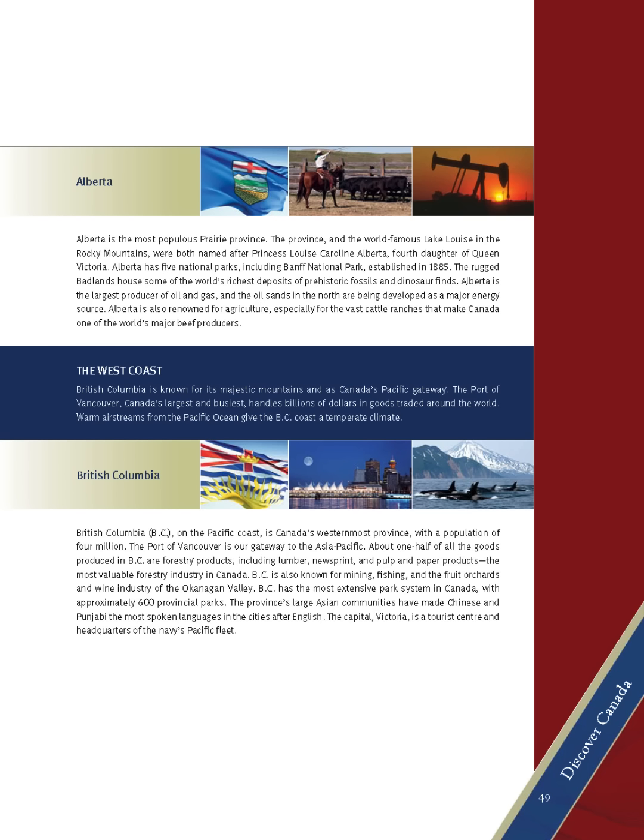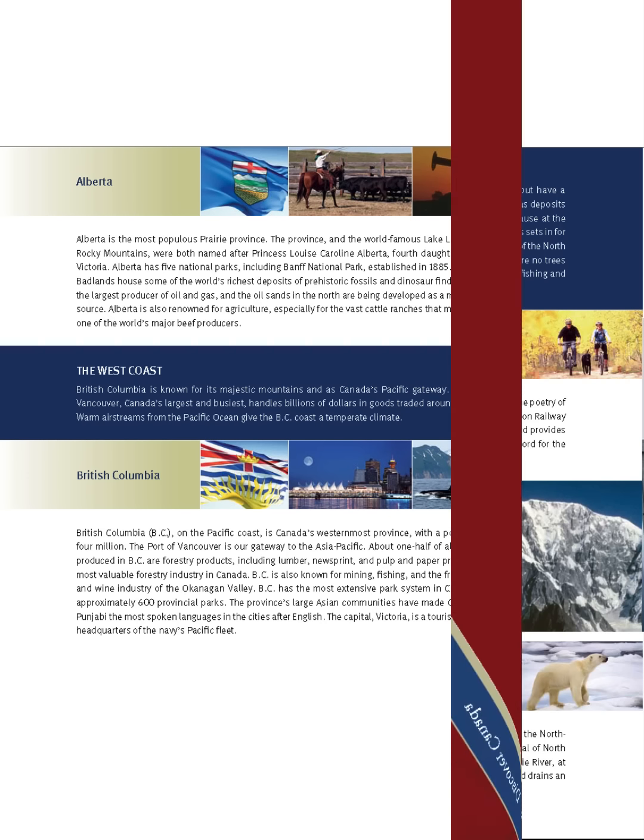BC is also known for mining, fishing, and the fruit orchards and wine industry of the Okanagan Valley. BC has the most extensive park system in Canada, with approximately 600 provincial parks. The province's large Asian communities have made Chinese and Punjabi the most spoken languages in the cities after English. The capital, Victoria, is a tourist center and headquarters of the Navy's Pacific Fleet.